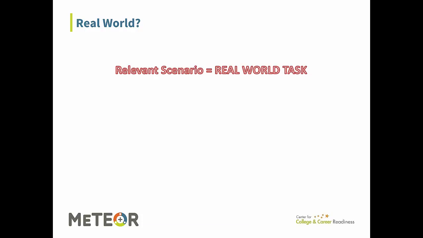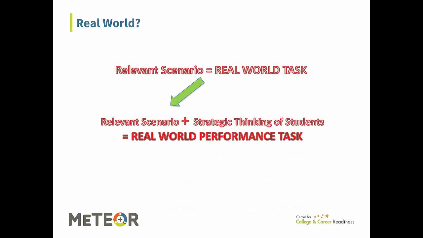We want to reach that strategic thinking level. And to do that, we have to have a relevant task plus strategic thinking of students. That means a task at a DOK 3 or above. And this task would have students defend, argue, or they might have multiple perspectives, and they're going to use evidence. This is a real-world performance task. Now let's look at a few examples so you can see the difference in action.